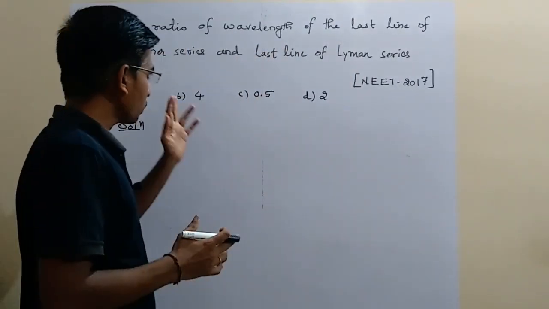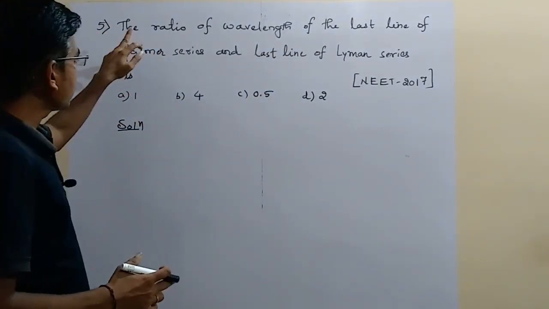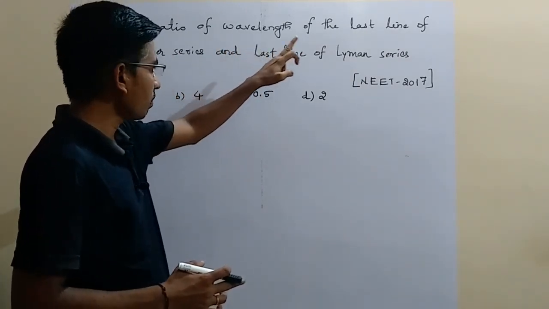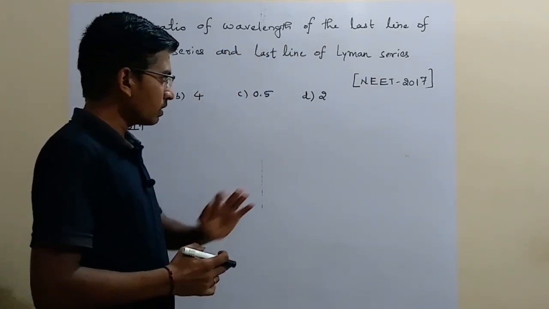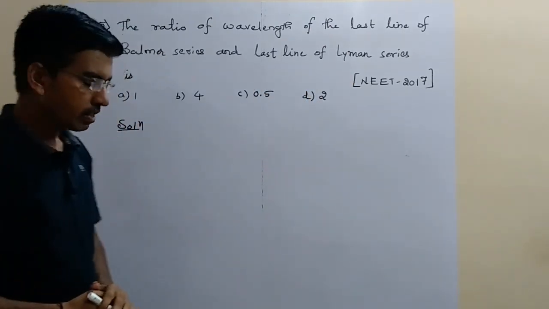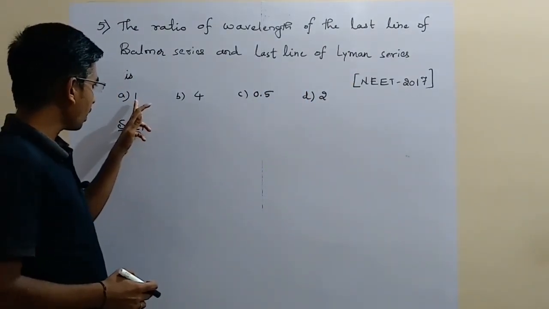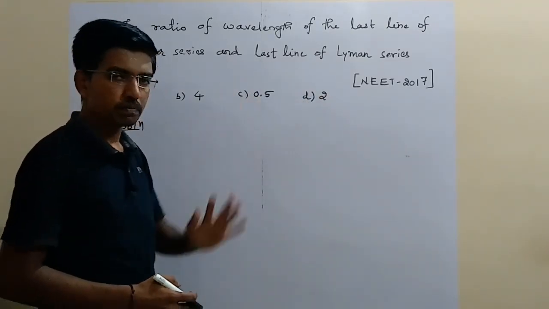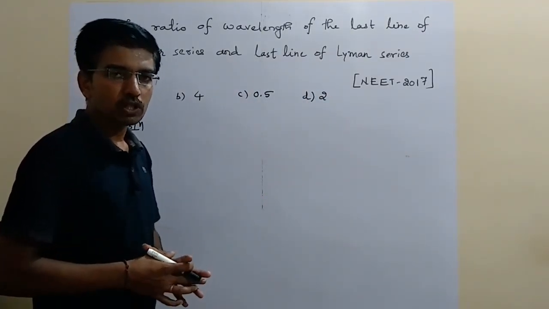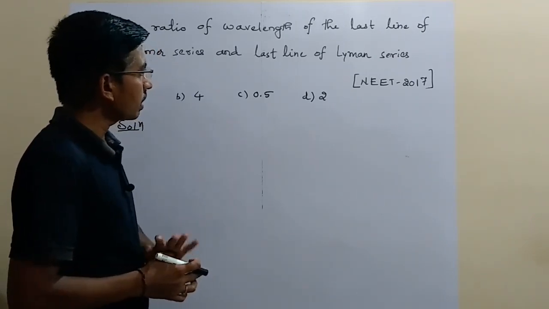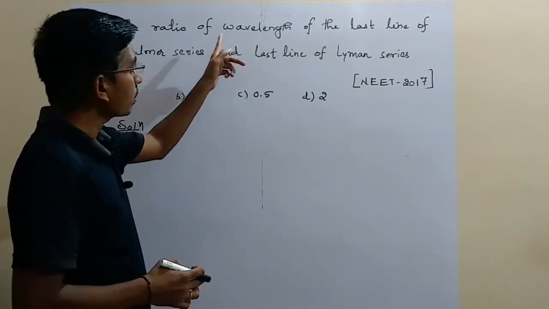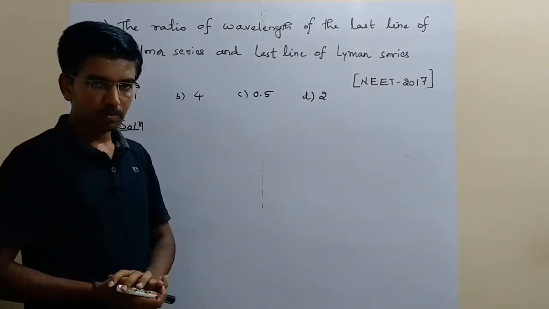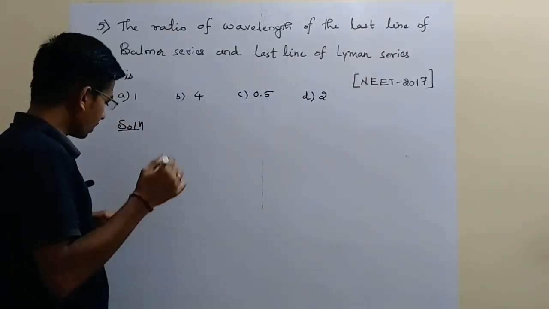So I will start with the next question. Question number 5. The ratio of wavelength of last line of Balmer series and last line of Lyman series is. This is a question from NEET 2017. They have given four options. Option A 1, option B 4, option C 0.5, option D 2. This is a very simple question. Here we have to find the value of the ratio of wavelength of last line of Balmer series and last line of Lyman series. Okay. So let us start the discussion.